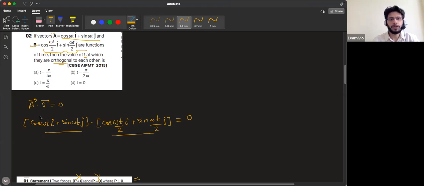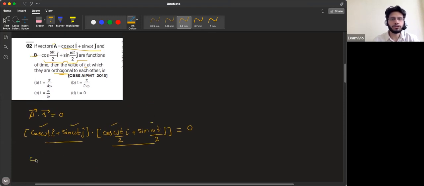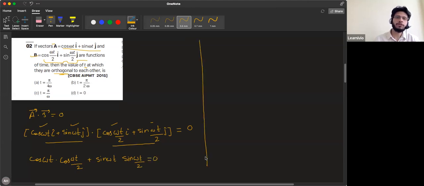Perfect. We multiply the coefficient of i cap, and then multiply the coefficient of j cap with j cap. So we have cos omega t multiplied by cos omega t by 2, plus sin omega t multiplied by sin omega t by 2, which is equal to 0. Now the next thing is, obviously you can't multiply cos omega t and cos omega t by 2.